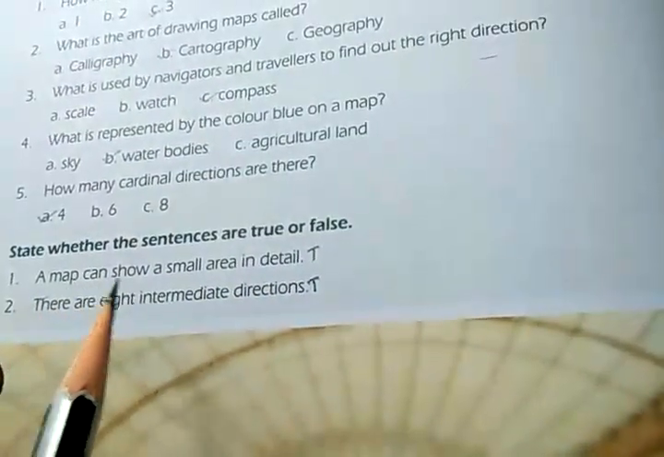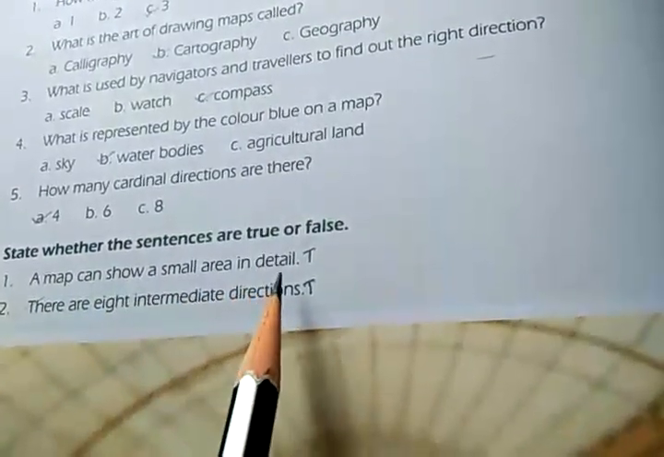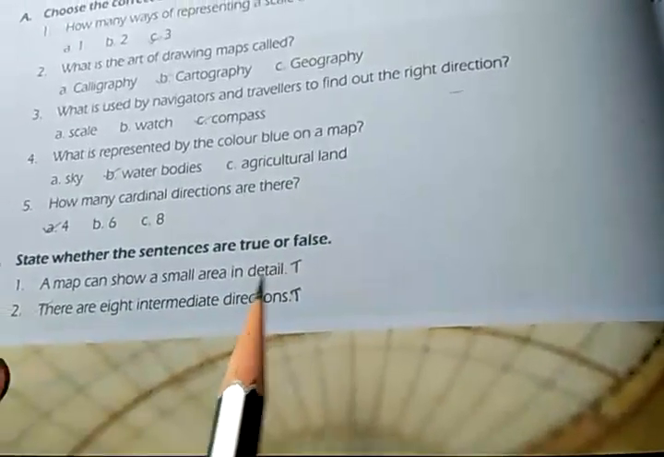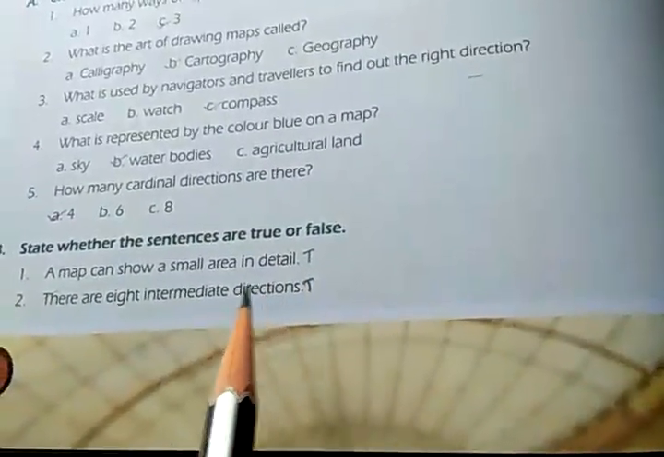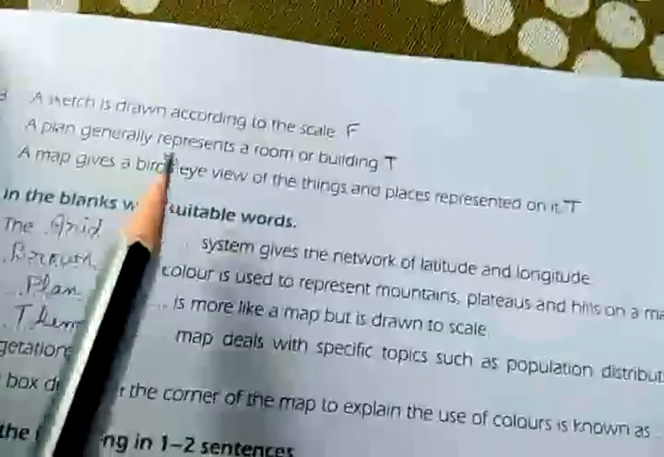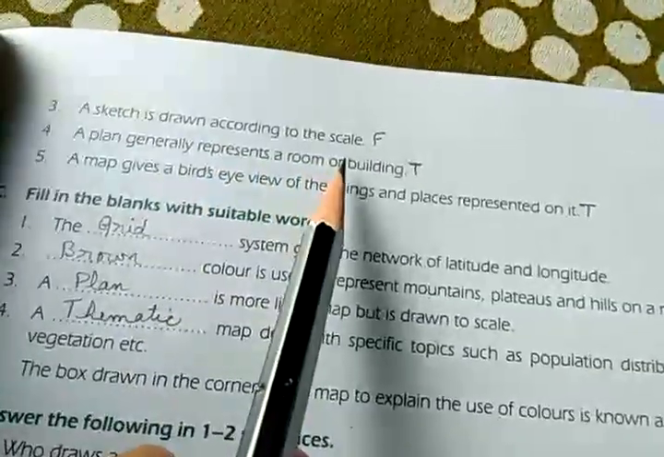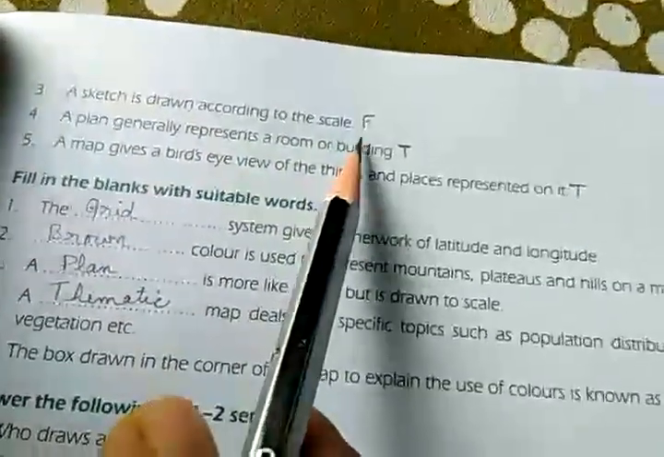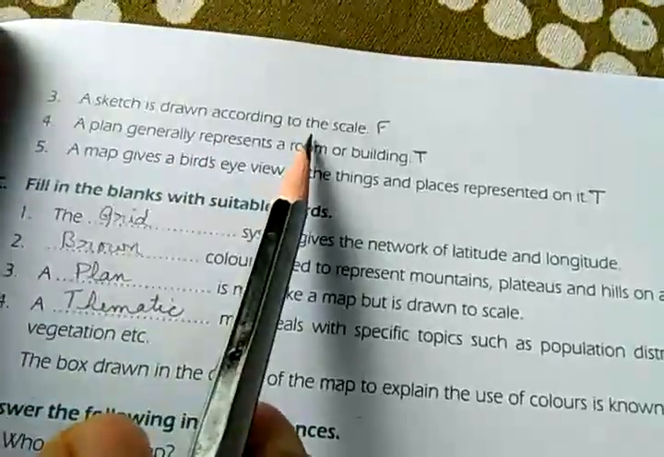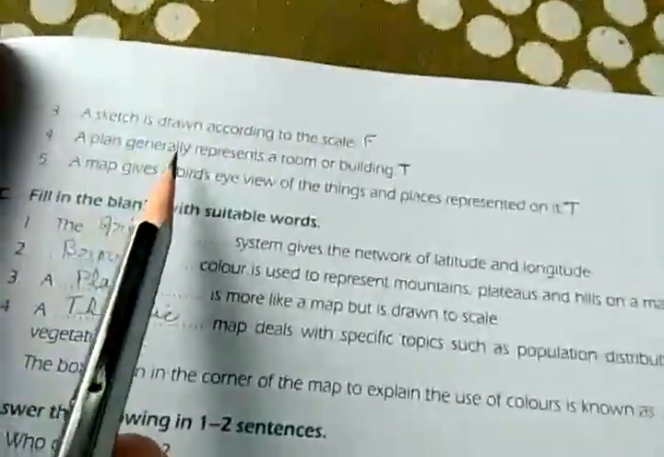Then state whether the sentences are true or false. Number 1, a map can show a small area in detail. It is true. Bird's eye view. I had explained you bird's eye view. So it is true. There are 8 intermediate directions. This is also true. Then a sketch is drawn according to the scale. False. A sketch is not drawn according to a scale. It is a rough diagram.